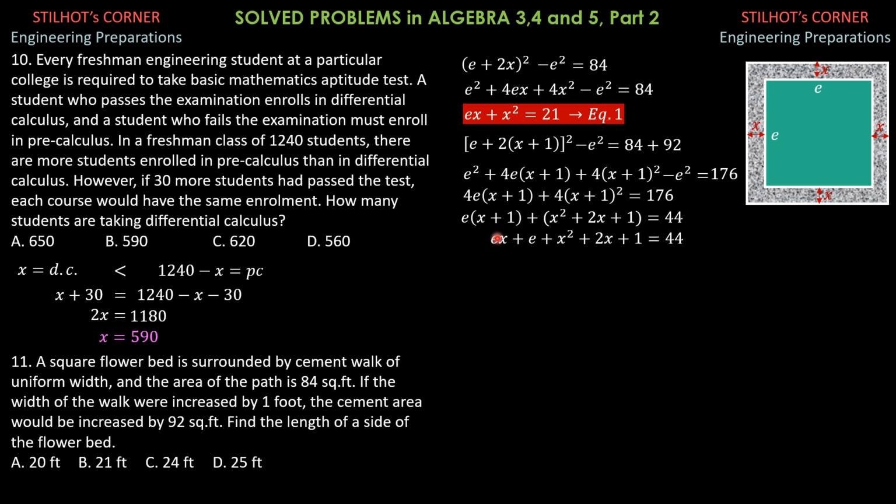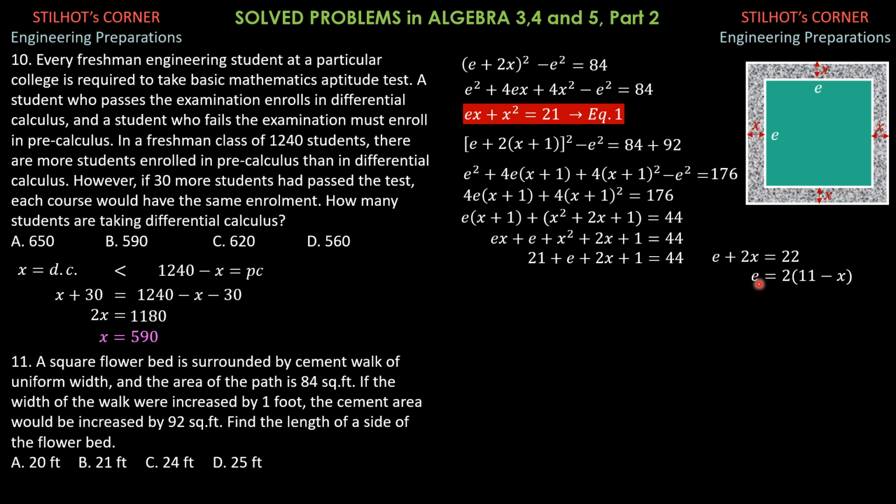Replacing ex plus x squared, which is equal to 21 from equation 1, we have 21 plus e plus 2x plus 1 equals 44. So e plus 2x equals 44 minus 1 minus 21, which equals 22. So e plus 2x equals 22. Factor out 2, then we can express e in terms of x. e is equal to 2 times quantity 11 minus x.